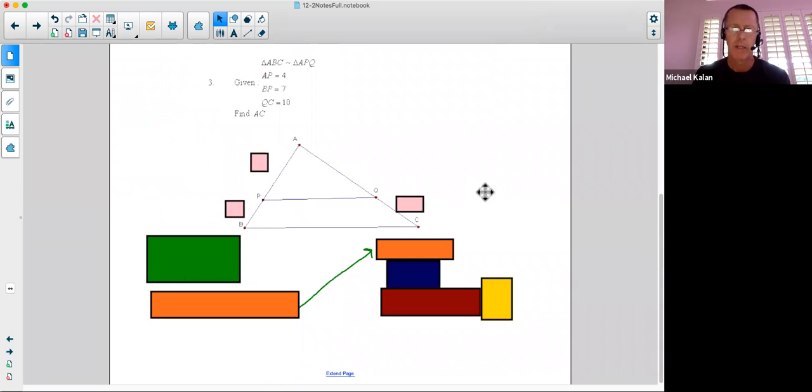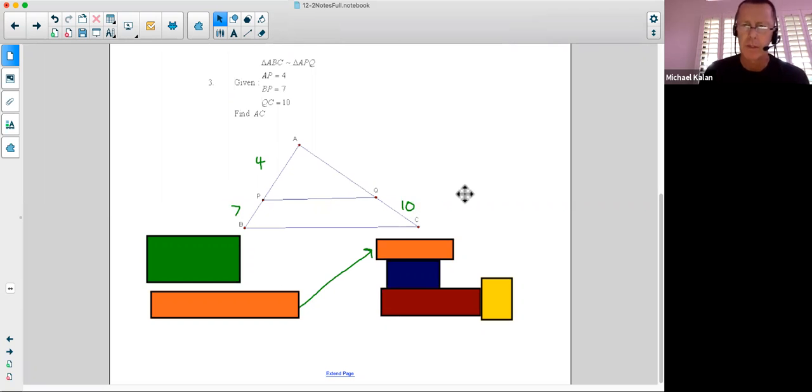So again, you should be trying these on your own when you can. All right, we have similar triangles, okay? Big triangle ABC, similar to triangle APQ. We're given that AP is 4. We're given that BP is 7. And we're given that QC is 10. And there's different items that you could set up, but you notice you need to find what AC is.